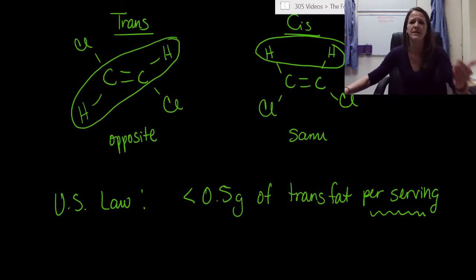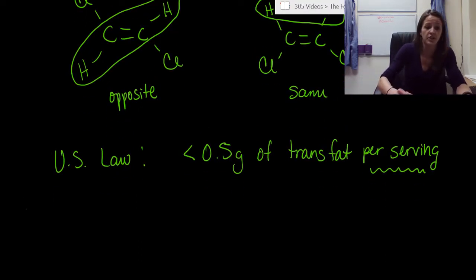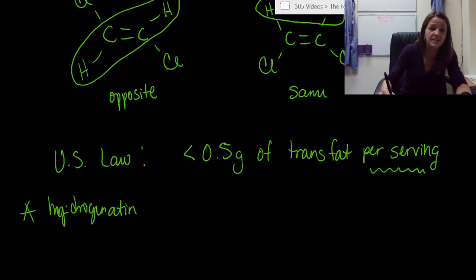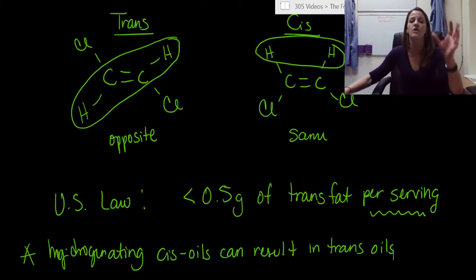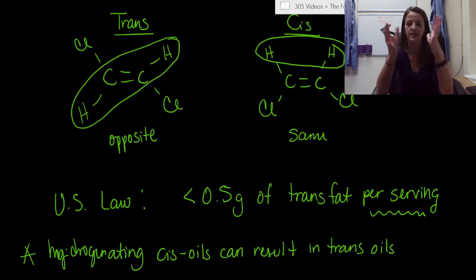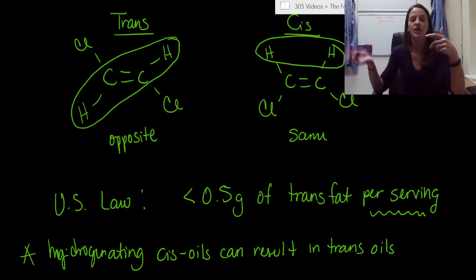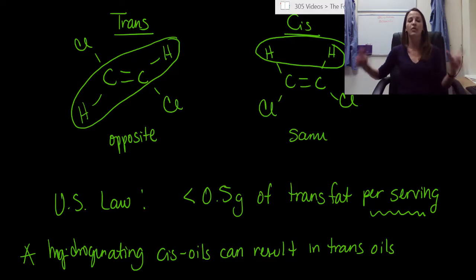All right, so now, why am I talking about this after hydrogenation? Well, the issue is sometimes with hydrogenation, let's write this out because I think this is important. Hydrogenating cis oils can result in trans oils. So what we need to do is be very, very careful because even though what they're doing is they take something that is a cis oil, so it's a double bond, and they're trying to hydrogenate it. So they're trying to eliminate that double bond and make it a single bond. That doesn't always work perfectly.